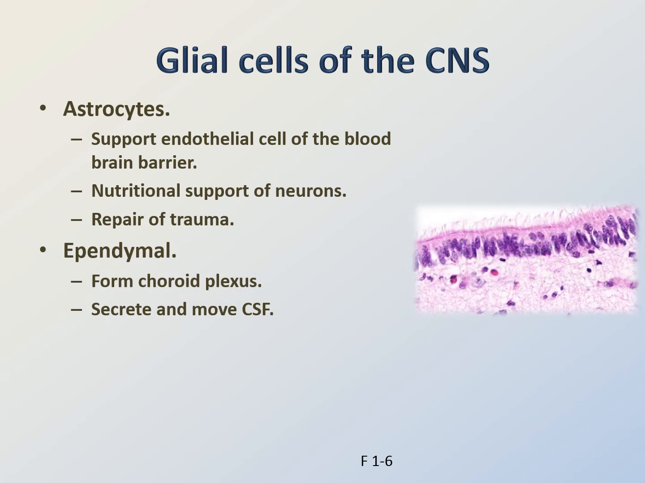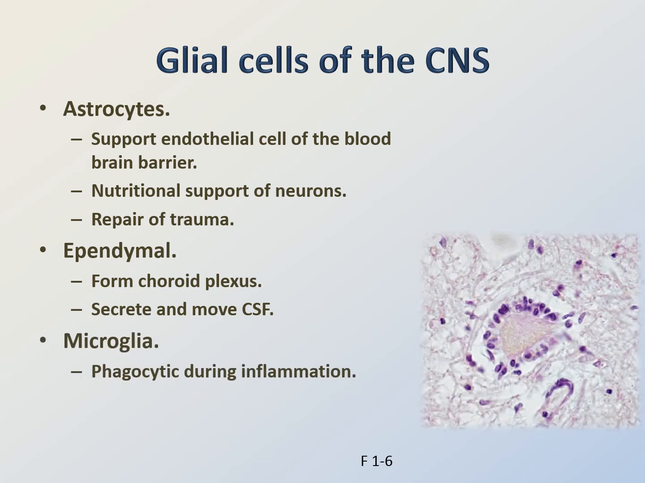The ependymal cells are secretory ciliated cells which are located in the ventricles of the brain and form the choroid plexus, which secretes and circulates cerebrospinal fluid. The microglia are the smallest supportive cells. They are the equivalent of macrophages within the central nervous system. They phagocytize debris and maintain the health of the central nervous system.